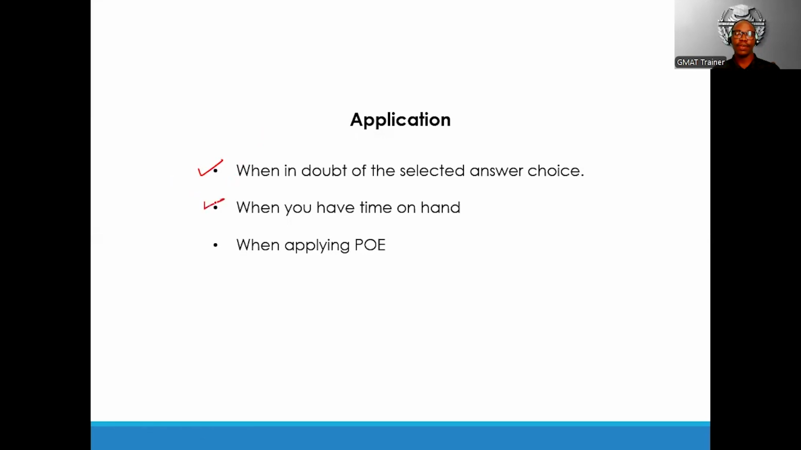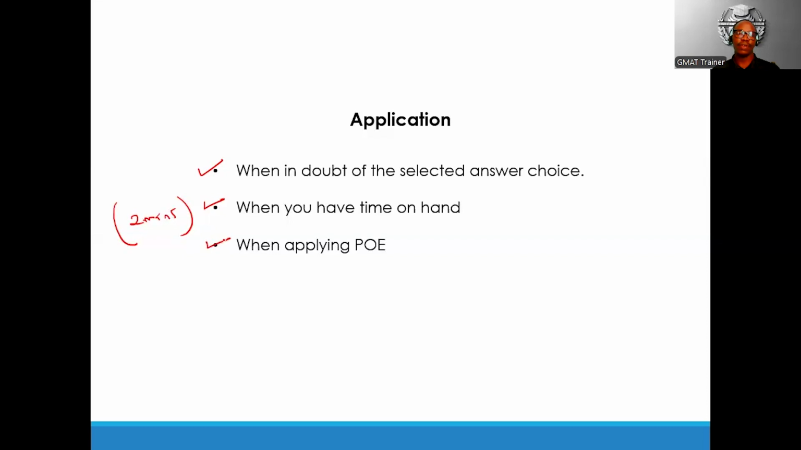When you have time on hand, remember, this is a timed exam. In most critical reasoning questions, you want to be spending about 2 minutes on each question. If you have enough time in those 2 minutes, or you've saved time on other questions, then you can confirm the validity of the answer choice you're going for. You are able to do the negation test on the answer choice you are going for.